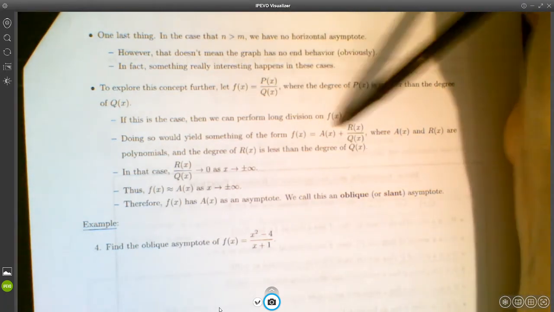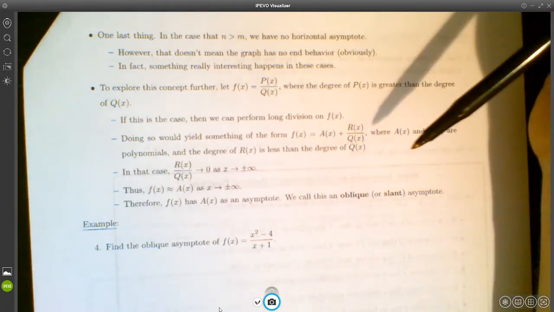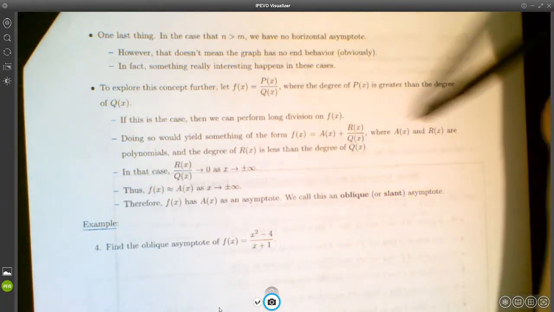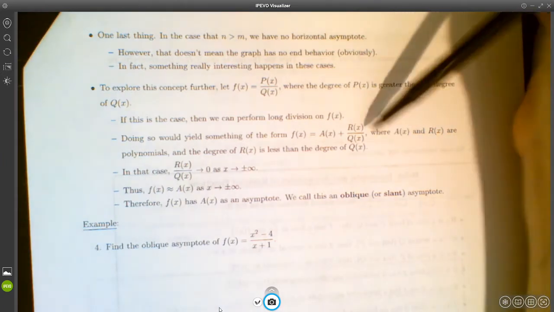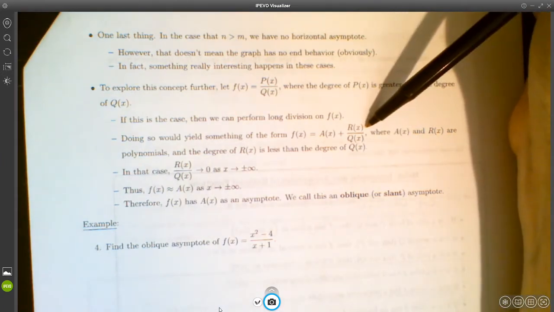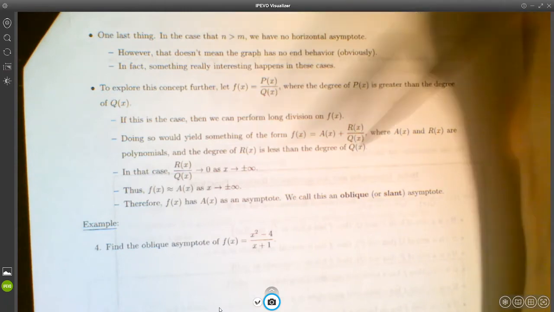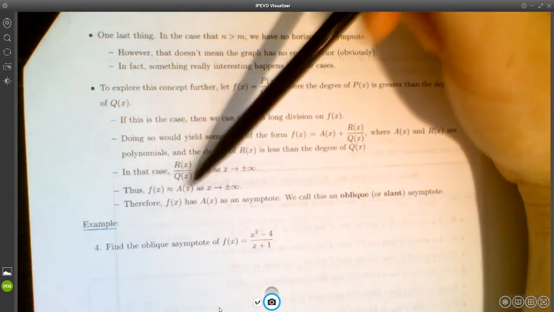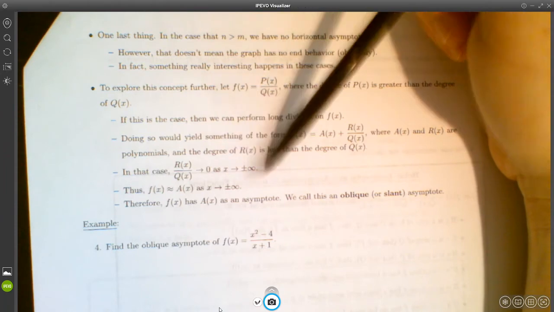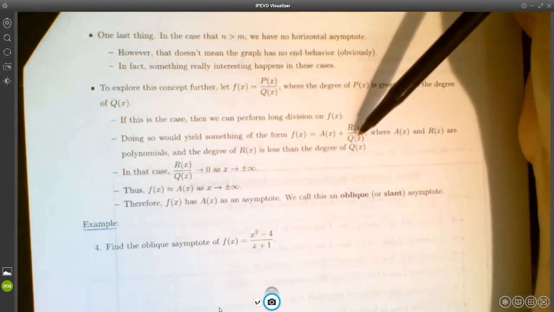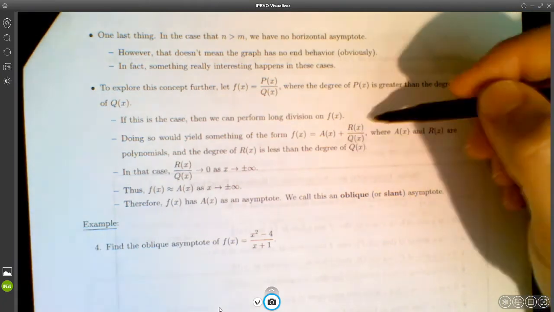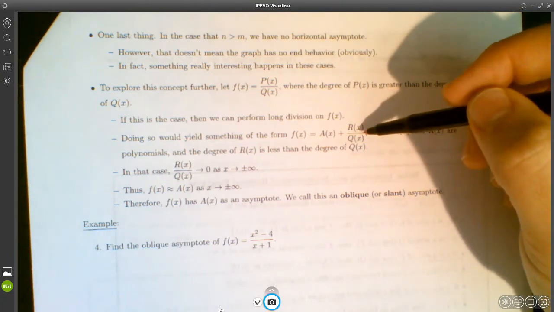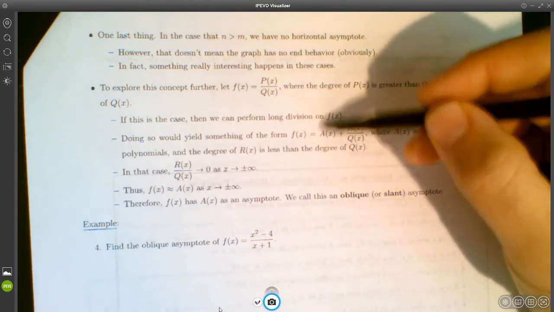We would get a of x plus r of x over q of x, where a, r, and q are all polynomials. R would have a degree less than that of q, and so in that case, r of x over q of x is going to go to 0 as x goes to plus or minus infinity. So as far as the end behavior is concerned, r of x over q of x doesn't really affect the end behavior. What does affect the end behavior is a of x.